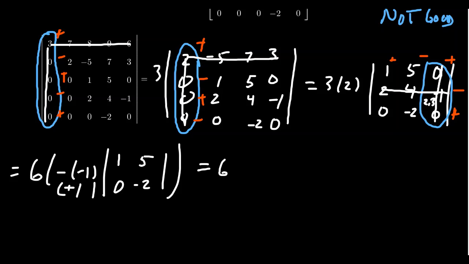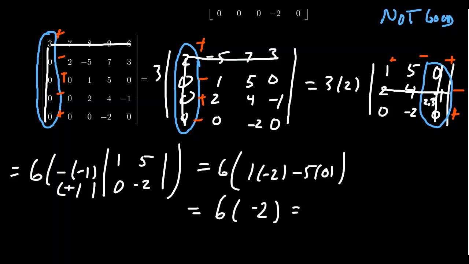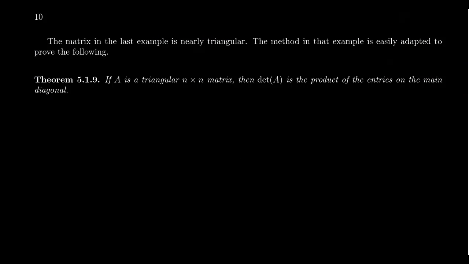And then for the last part, since it's a 2x2 minor, the determinant, we can just use the formula we had from before, for which case we get 1 times negative 2 minus 5 times 0. And so that simplifies to be 6 times negative 2. And so we end up with a negative 12 in the end. And that's the determinant of this matrix. Whew! 5 by 5, we potentially had to do like 120 of these things. But because of our selection of the zeros, we actually are able to calculate it not too bad. Not so horrible of a calculation.